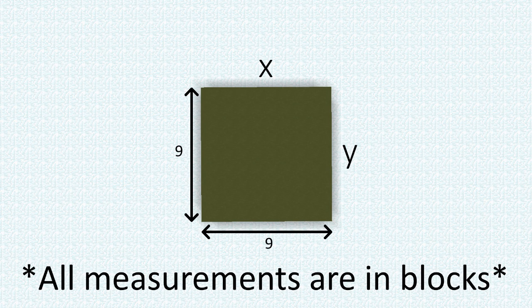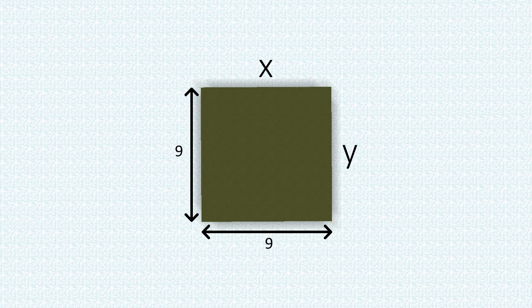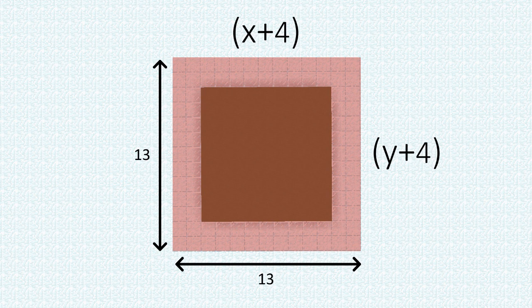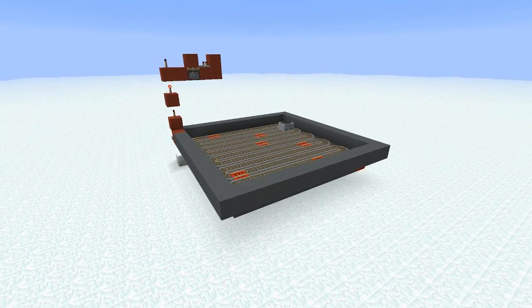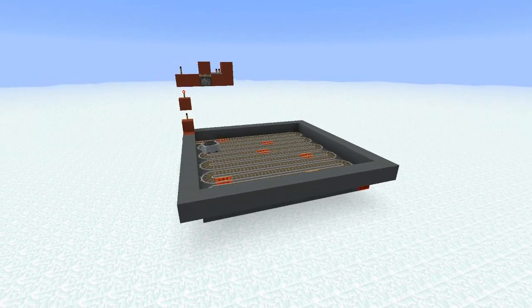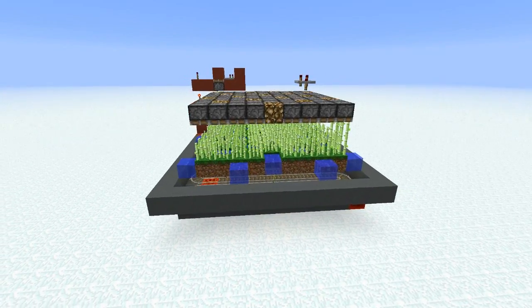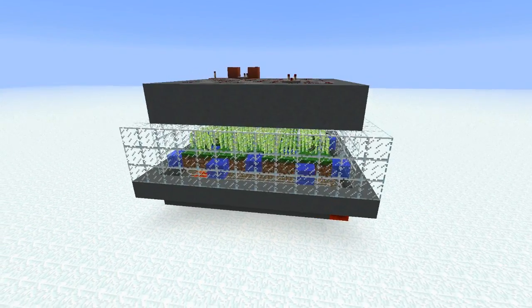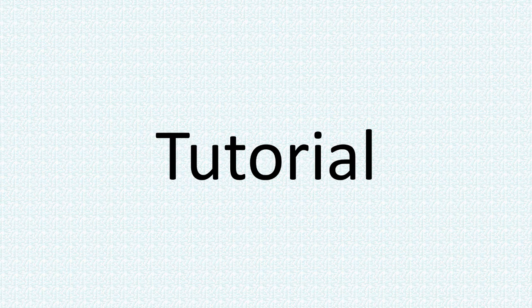my Y is 9. So for the dimensions you've chosen, your farm will fit inside a bounding box of X plus 4 by Y plus 4. So you should keep that in mind. This design is split up into 3 parts, the first being the collection system, the second being the sugarcane area, and the third being the redstone. So let's start with the tutorial.